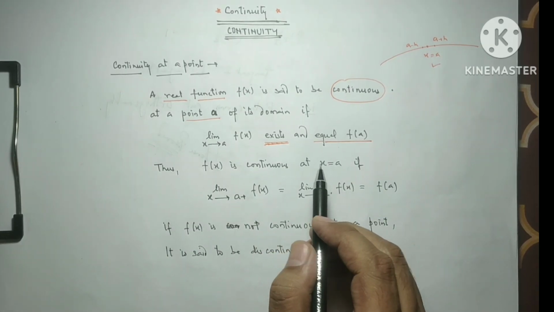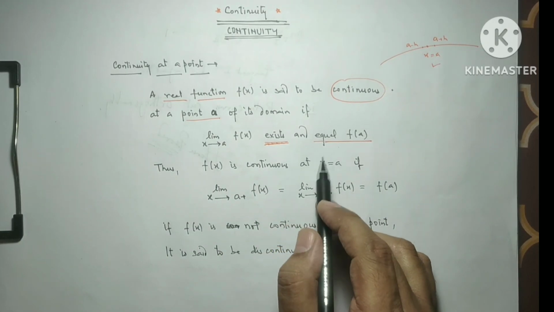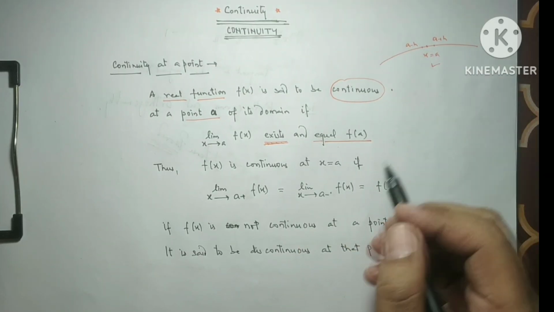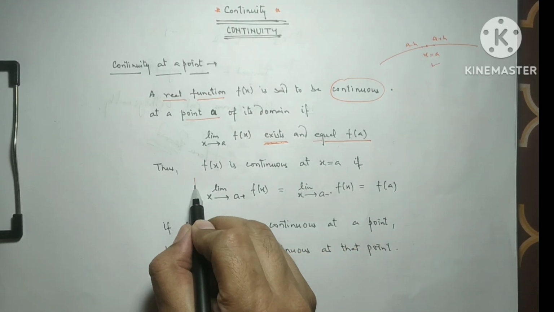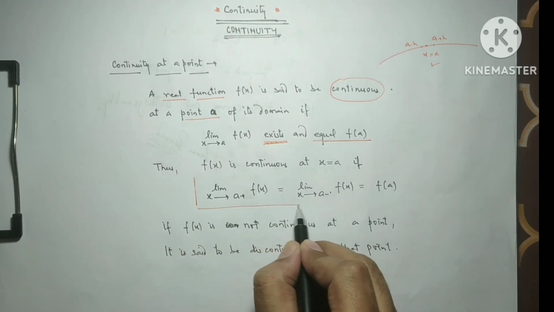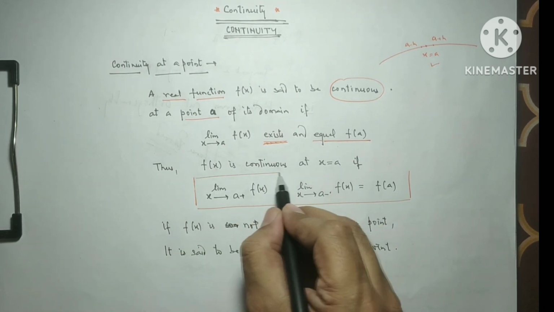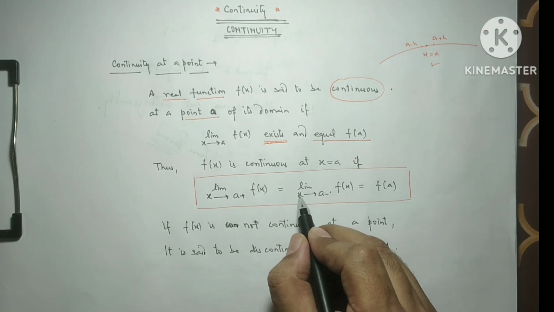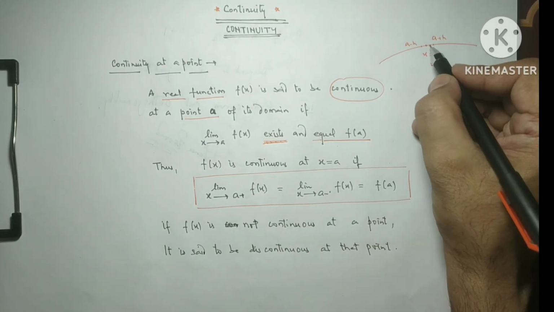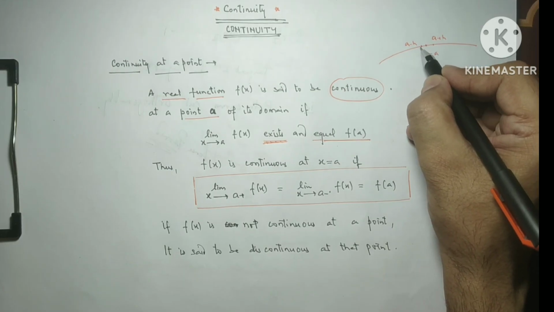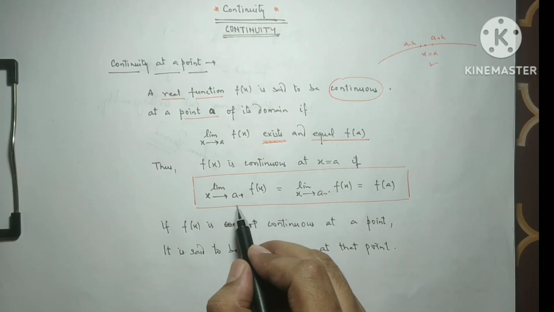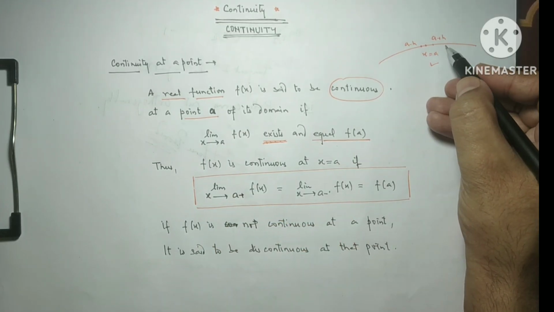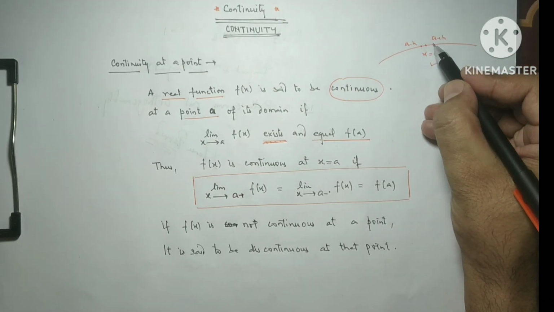Now this function will be continuous at this point if on the left hand side and on the right hand side of this point, all these three have the same value f(a). This value at x equals a, this is f(a). When x tends to a minus h, it means we are taking a slightly lesser value, or you can say the left hand side of this point. And if we write a plus h, it indicates the slightly next point, or you can say the right hand side.